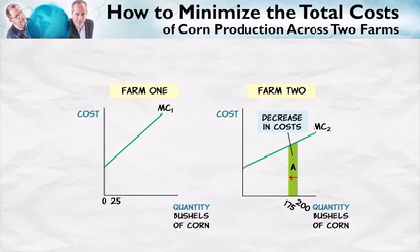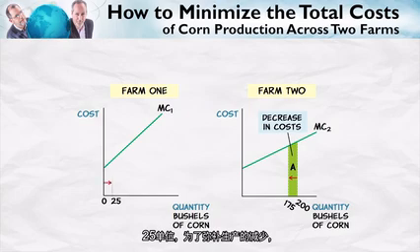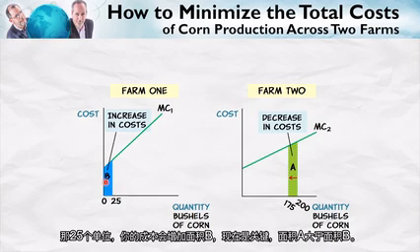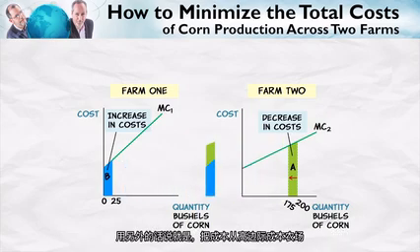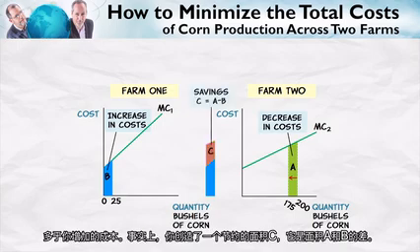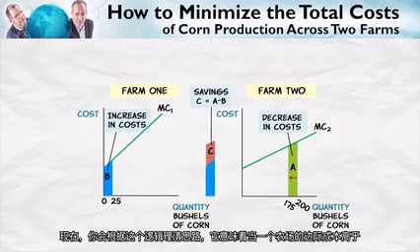Now, of course, now you're producing 25 units less. So in order to make up for that decrease in production, you've got to produce 25 more units from farm 1. Notice that in order to produce those 25 units on farm 1, your costs go up by area B. Now here's the key point. Area A is bigger than area B. In other words, by switching production from the high marginal cost farm to the low marginal cost farm, you have decreased your costs by more than you have increased your costs. In fact, you've created a savings of area C, the difference.